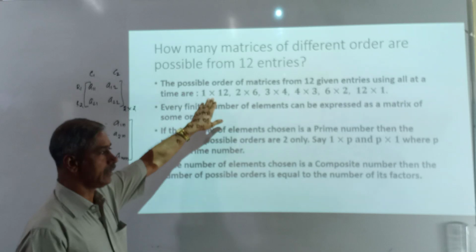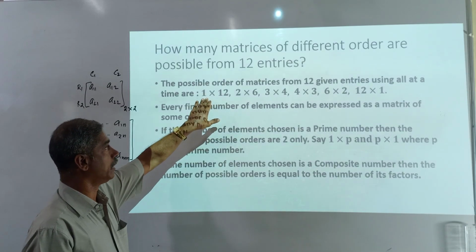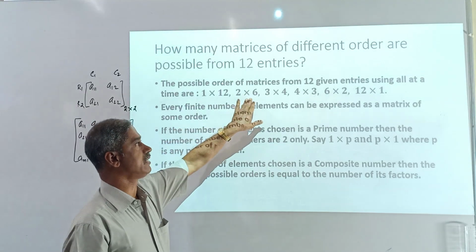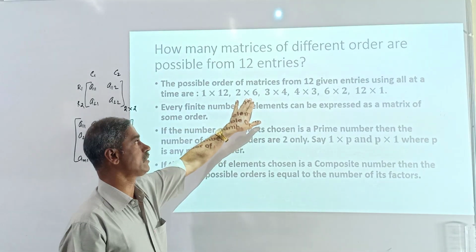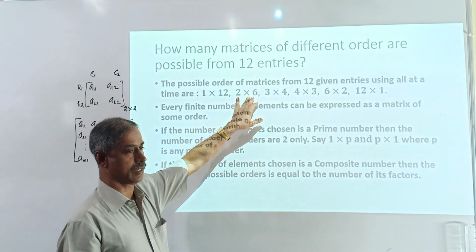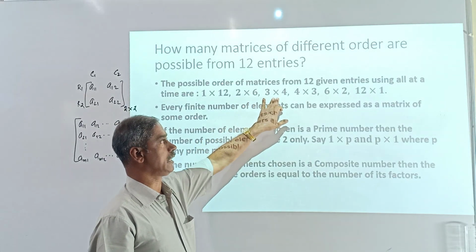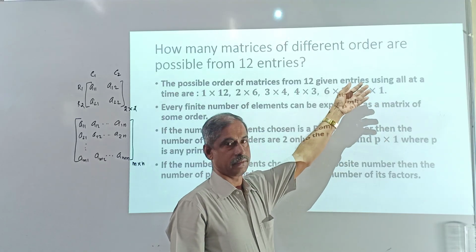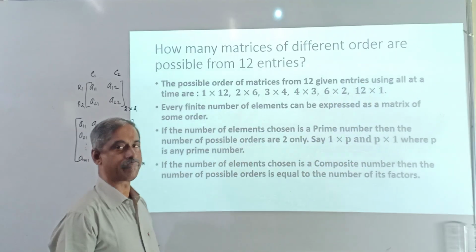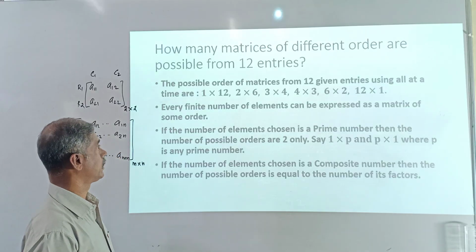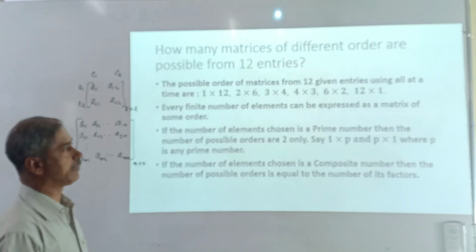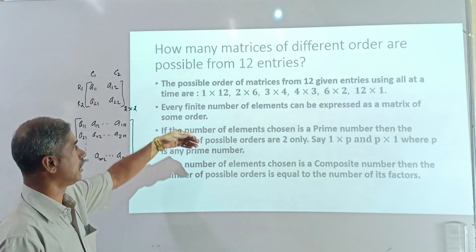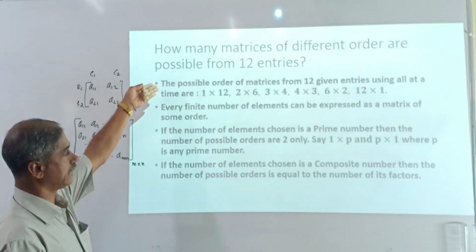So 1 by 12 represents only one row being involved. We can call it a row matrix. 2 by 6 is known as a rectangular matrix. There are only 2 rows but 6 columns. This is also rectangular. And when there are 12 rows but only 1 column, it's called a column matrix. Even a finite number of elements can be expressed in different orders. So this is what the first bullet point explains.